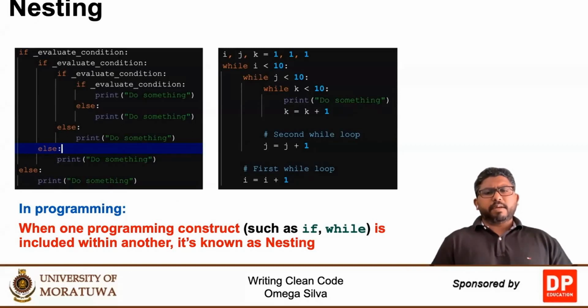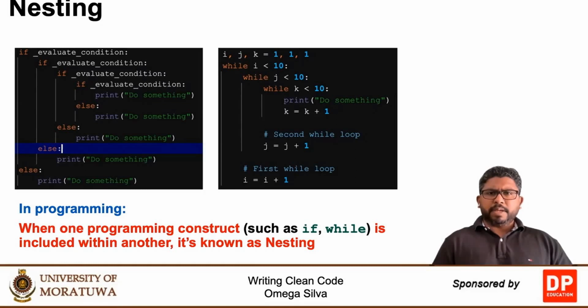Before we understand how to avoid deep nesting, let's understand what nesting is. In structural programming, when one programming construct is included within another programming construct, this is called nesting. As you can see, the example on the left has a nested if-else structure. The example on the right has a nested while loop structure.